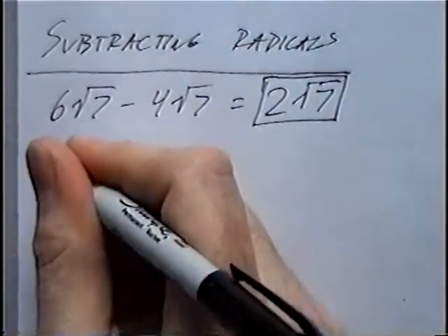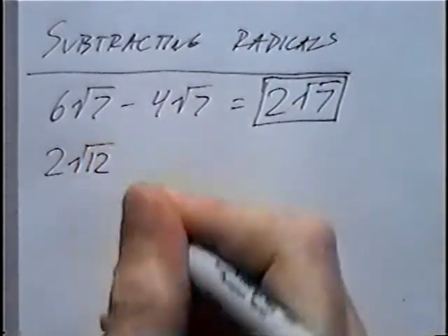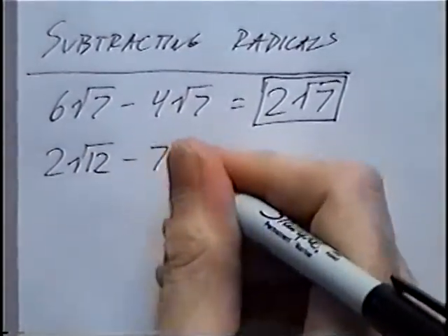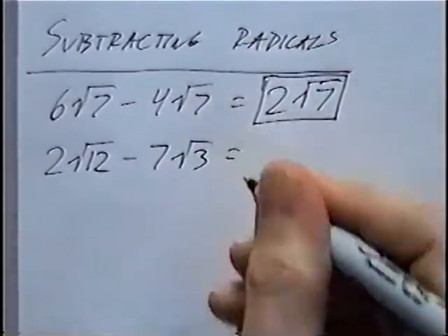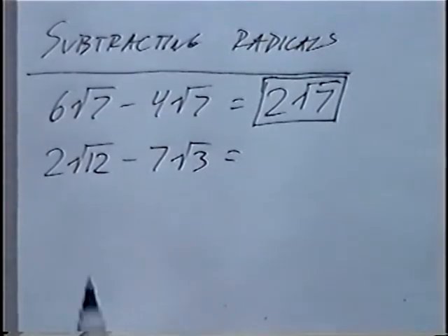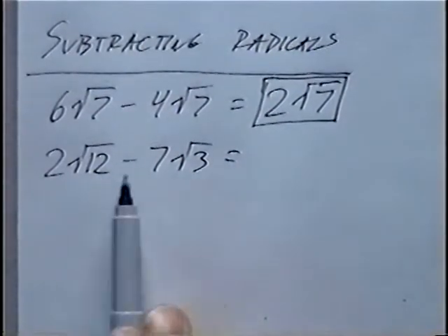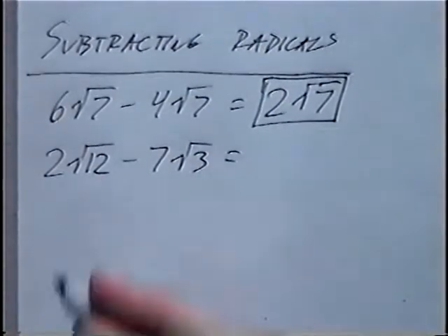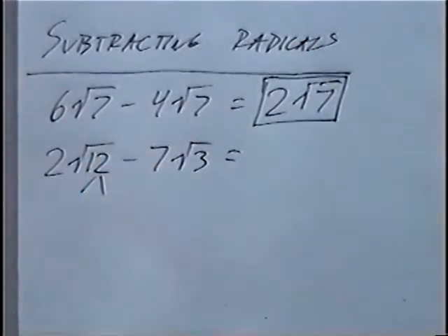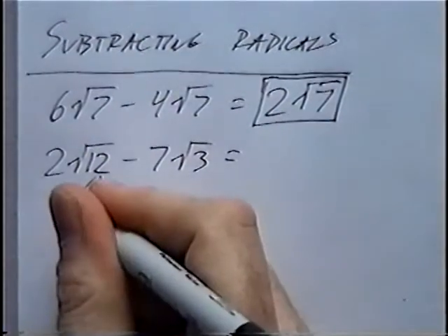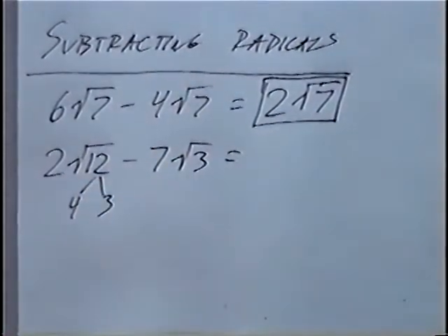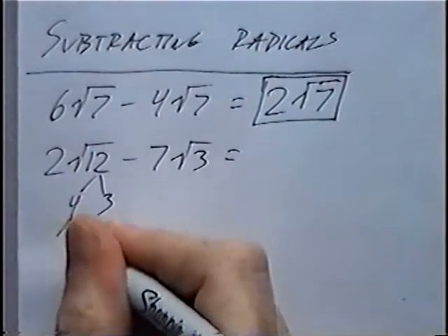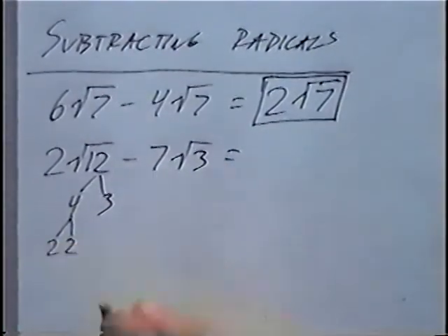Second question is 2 radical 12 minus 7 radical 3. Again, before we subtract radicals, the radical number must be exactly the same. In this case, we have a 12 and a 3. So you want to factor whichever one we can. The 12, for example, we can factor to 4 times 3, and the 4 we can factor to 2 times 2.